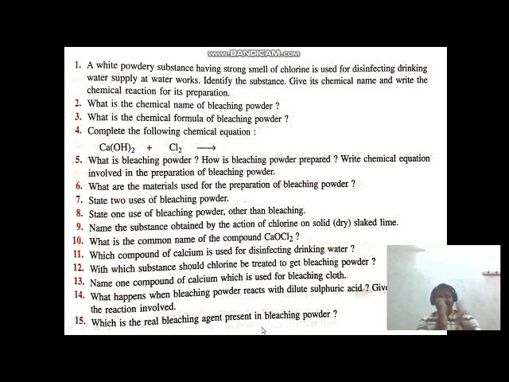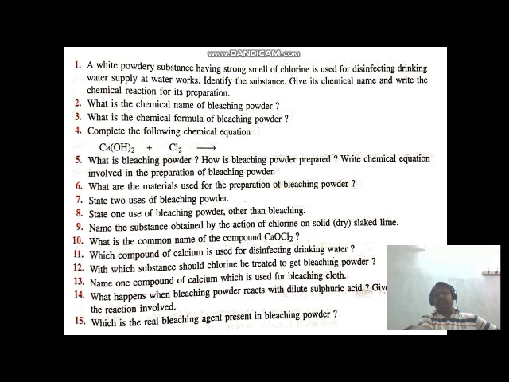So these are the important questions: 1 mark, 2 marks, 3 marks, 5 mark questions. On one small topic, how many questions are there? Total 15 questions, asked in different manners. That is the CBSE science question pattern. Today I discussed only bleaching powder, and on that, how many questions are given? 15. One topic, 15 questions.